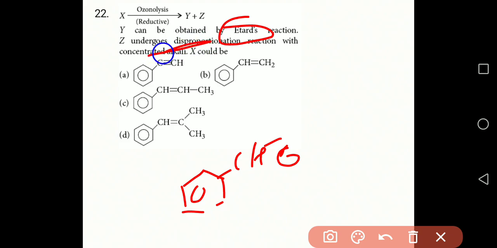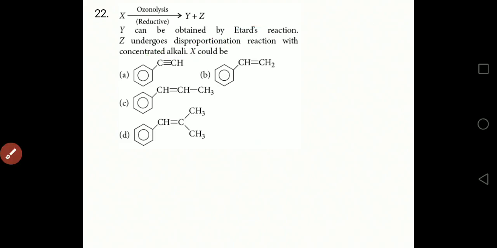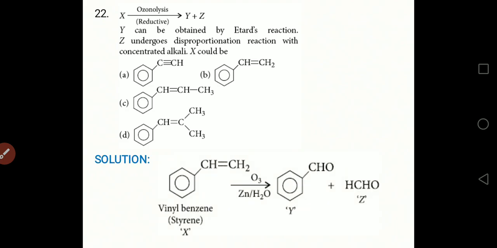And undergo disproportionation, they are telling. Disproportionation, remember, it is Cannizzaro reaction. Cannizzaro reaction undergone by only HCHO or C6H5CHO, benzaldehyde or formaldehyde. So formaldehyde is going to form. So hence the answer for this question is, remember, vinyl benzene is taken, that is option B. Formation of Y, that is benzaldehyde, Z is the formaldehyde.